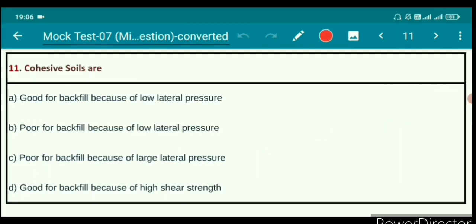Question number 11. Cohesive soils are: option A, good for backfill because of low lateral pressure. Option B, poor for backfill because of low lateral pressure. Option C, poor for backfill because of large lateral pressure. Option D, good for backfill because of high shear strength. Right answer is option C, poor for backfill because of large lateral pressure.